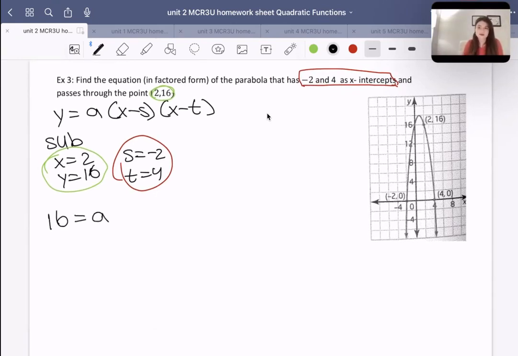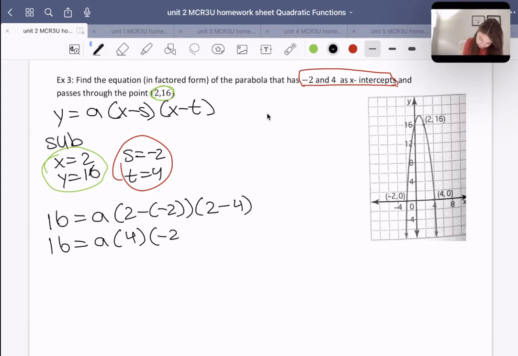That's the whole point of doing this, to figure it out so we have the full equation. x is 2 and s is -2, so -2. And then we have x again, which is 2, minus t, which is 4. So this is 16 equals a times 4 times negative 2. So that means negative 8a equals 16. So a is negative 2, which looks about right.